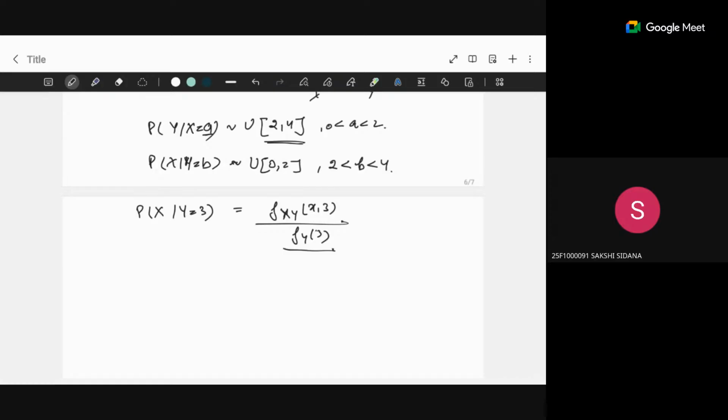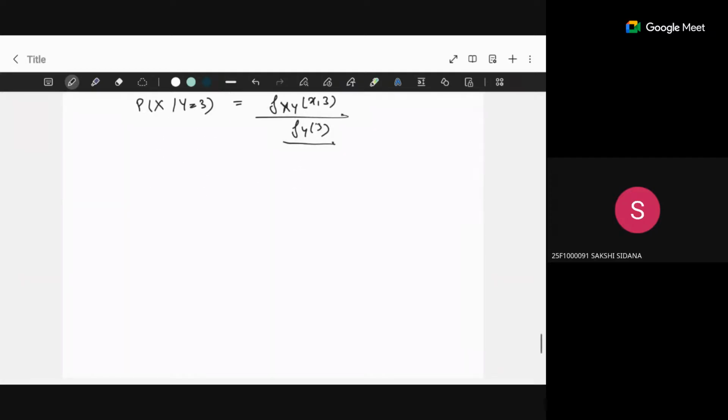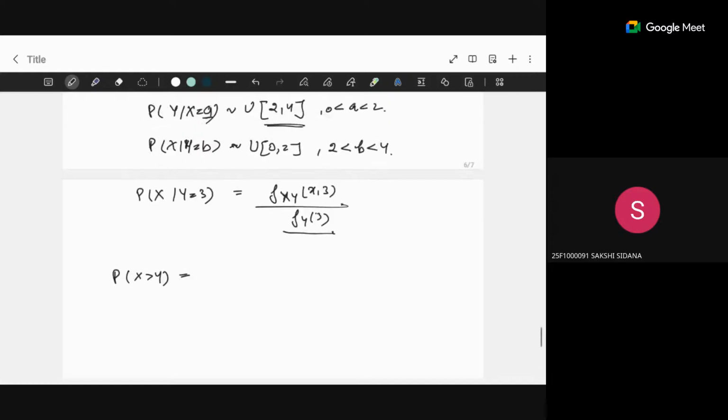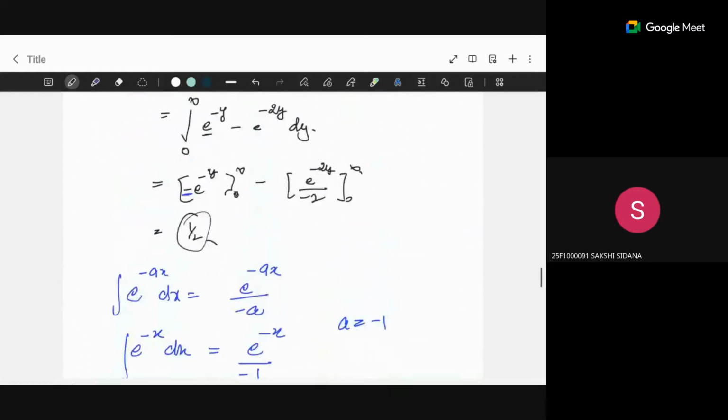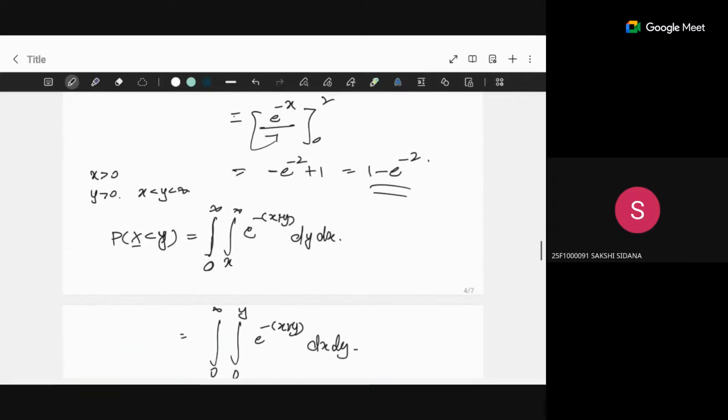The failure of machine X is given. Find that machine A will last more than B. Actually, we need to find the probability that X is greater than Y, correct? Yes, ma'am. So it's the same thing, na? Like what we did here. One question was there.